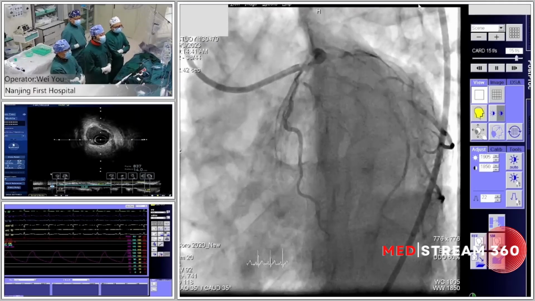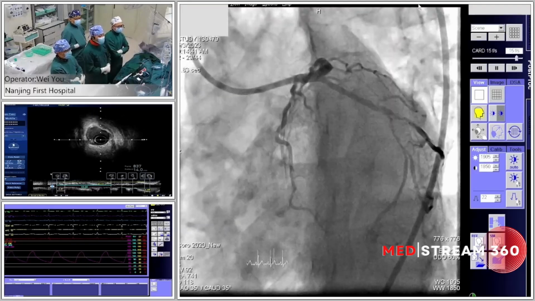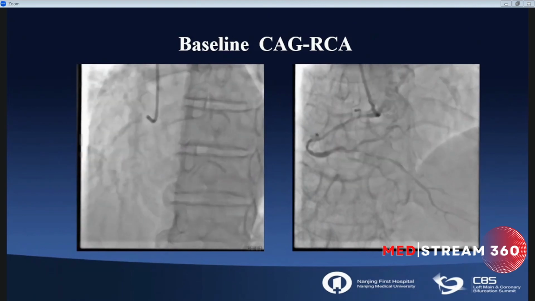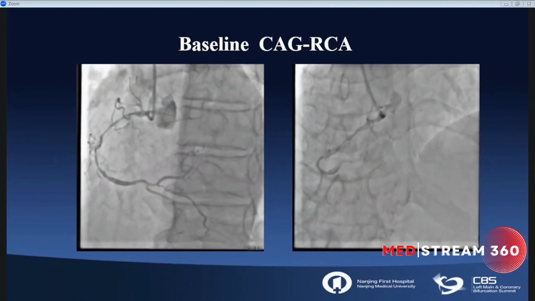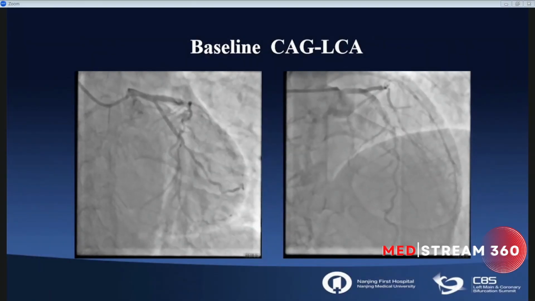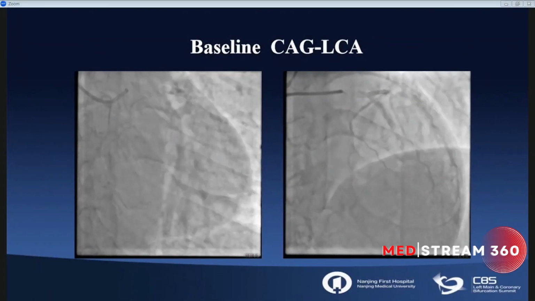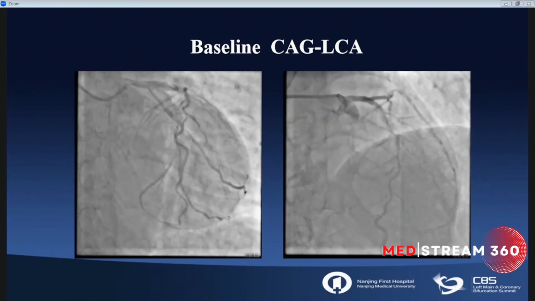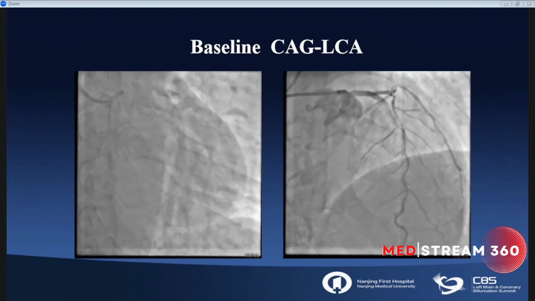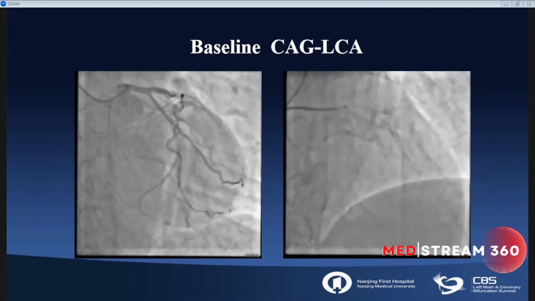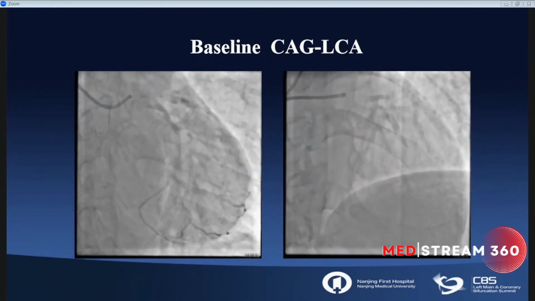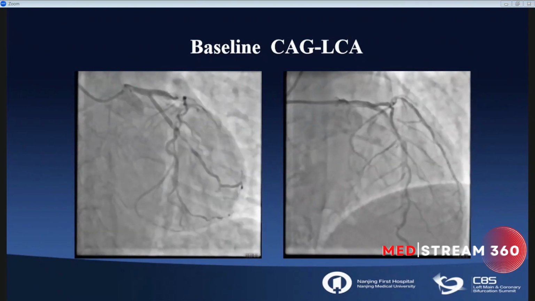This is the baseline angiographic result. The middle segment of the RCA has a serious stenosis lesion accompanied by a calcified lesion, and the distal lesion is borderline. We see the cranial LAO view showed the proximal and the middle segment of the LAD has a serious stenosis lesion accompanied by moderate and serious calcification. And we see the distal LAD is a borderline lesion.